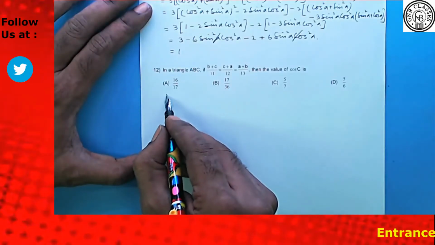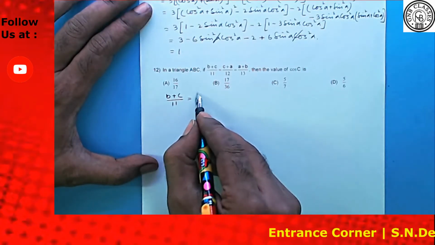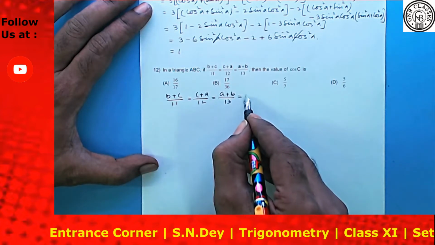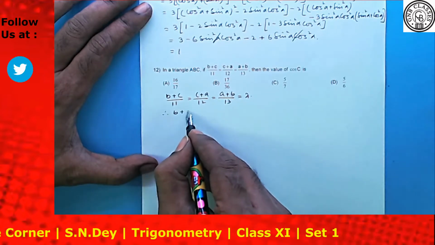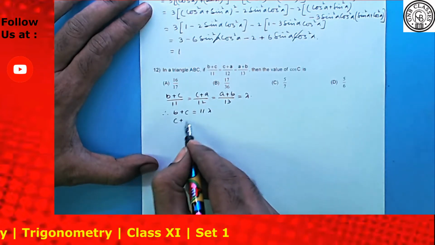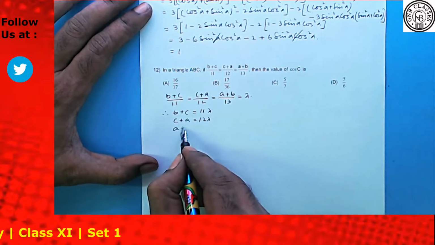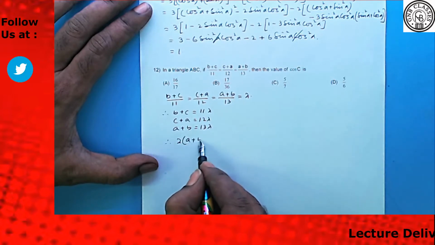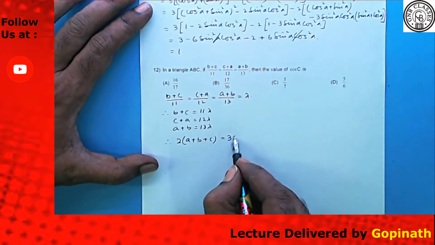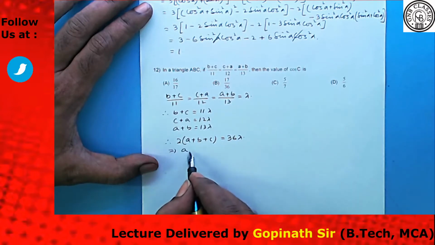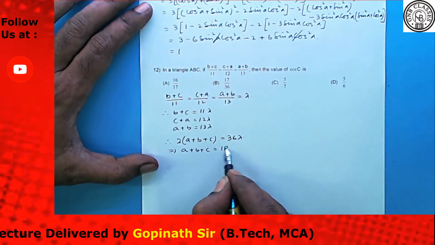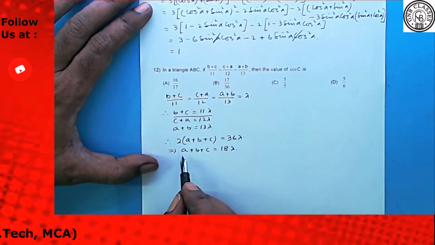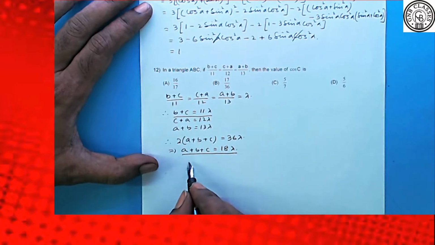In the triangle ABC, we have been given... let us say this is lambda. Therefore, if I add the corresponding sides, we are going to have a plus b plus c is 18 lambda. Okay.